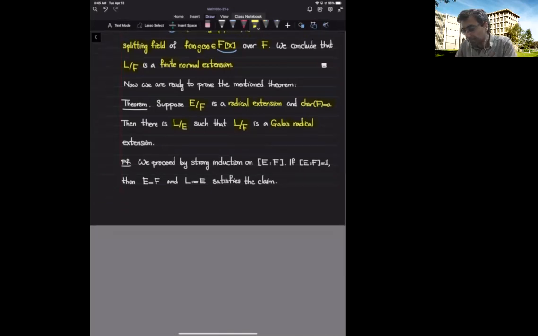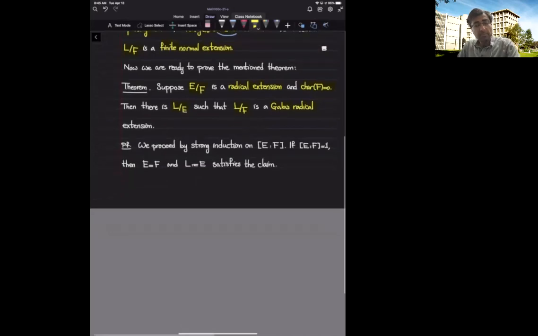Okay, so we are going to proceed by a strong induction on the degree of the field E over F. So I'm looking at the degree of the field extension E over F, and I want to use a strong induction on this number. If it is 1, then E is F, so I can just let L be F as well. I mean, F or E, they are the same thing. So then there is nothing to prove. It's easy to see that it is Galois, since they are the same field, and it is radical. So in that case, there is nothing to show. Now let's go to the strong induction step.